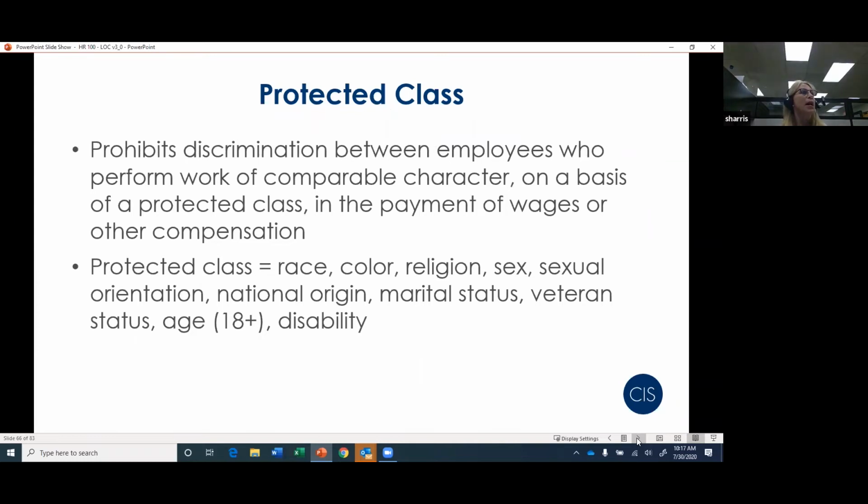So here we have protected class. We just talked about discriminate categories of protected class. This pay equity law of Oregon refers to all of these when it comes to how we are bringing an employee into the organization, how we are going to pay them. So this law prohibits discrimination based on any of those protected classes, okay?